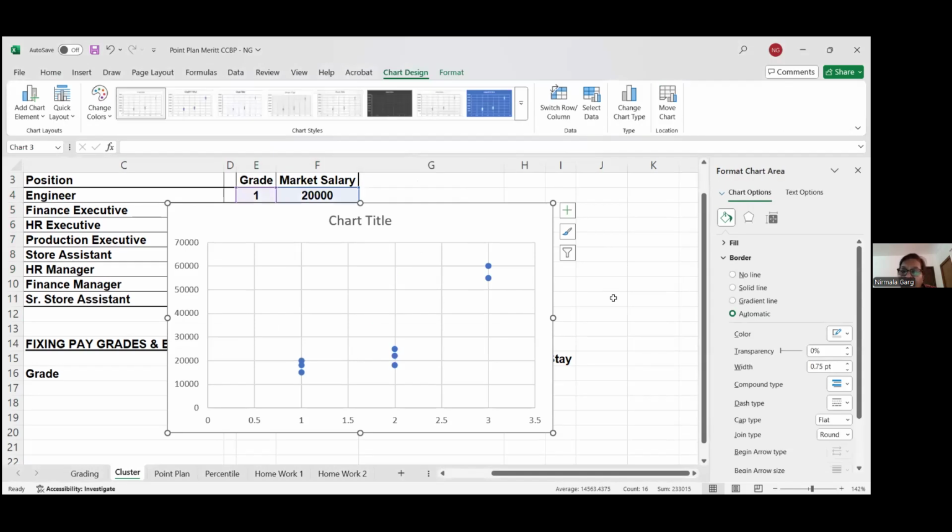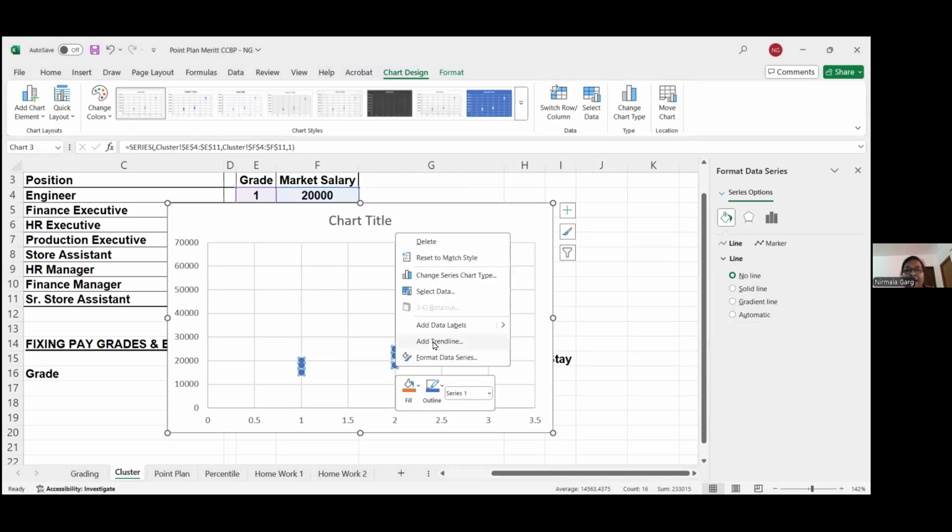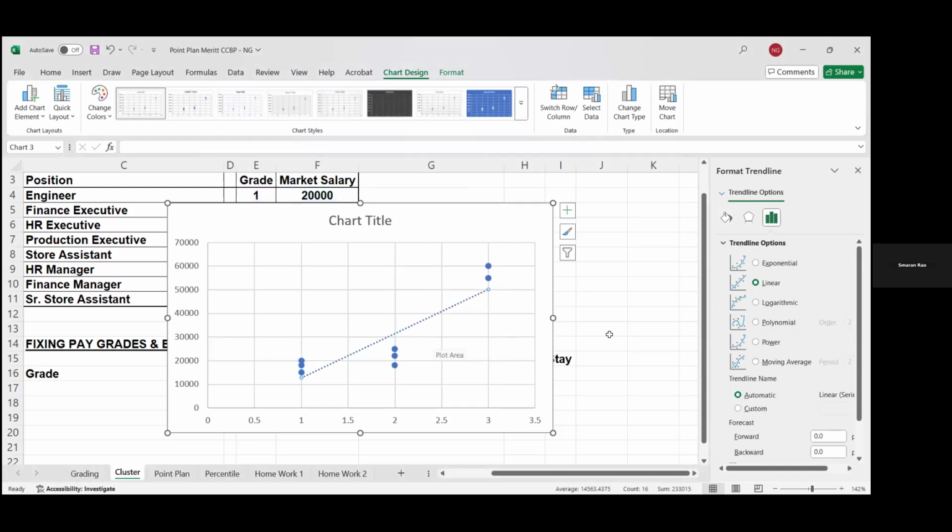Now can you make out anything from this chart? Absolutely. Click on this and add a trend line. So how many positions in grade one? 3 positions. How many positions in grade 2? Three positions. How many positions in grade 3? Two positions. The data is having only 8 positions, so it's showing this data. It can have many more and it will definitely show you more.